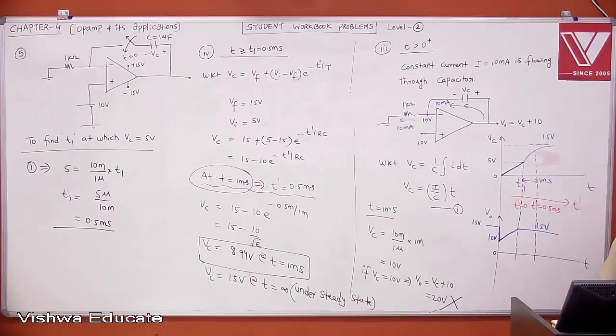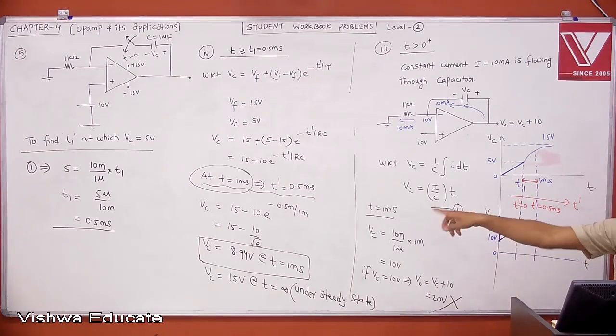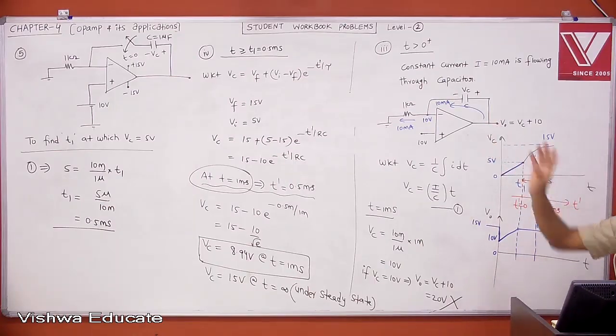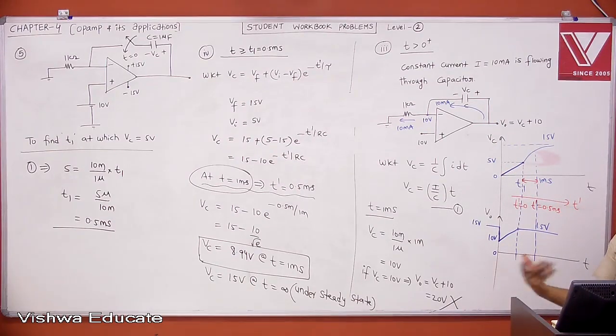Okay, I'll tell that procedure also. But that is not an accurate procedure. This is the accurate procedure. The accurate answer is 8.94 volt, provided your op amp is ideal. Ideal means huge gain, input impedance is infinity, output impedance is 0, and bandwidth is high.